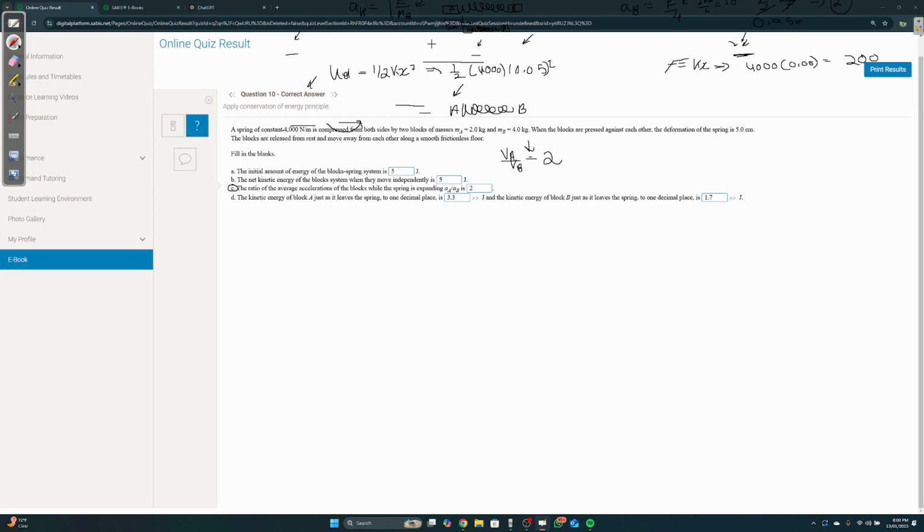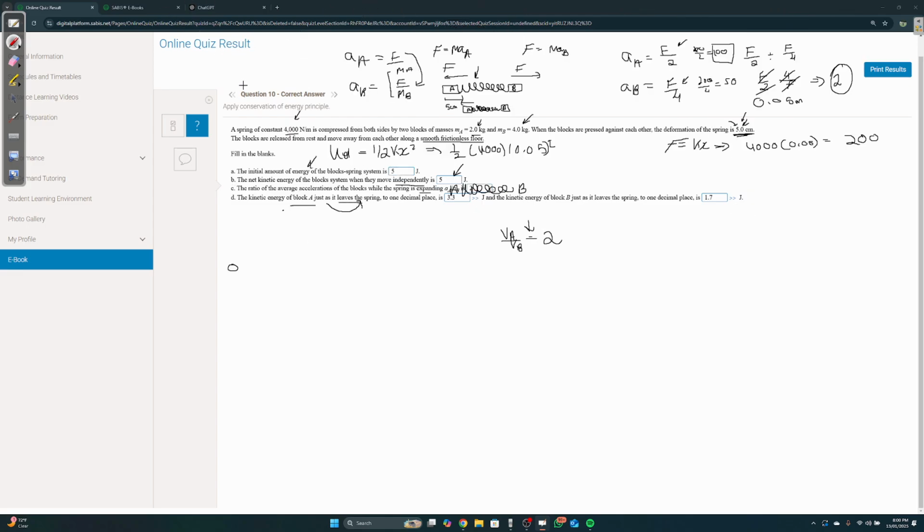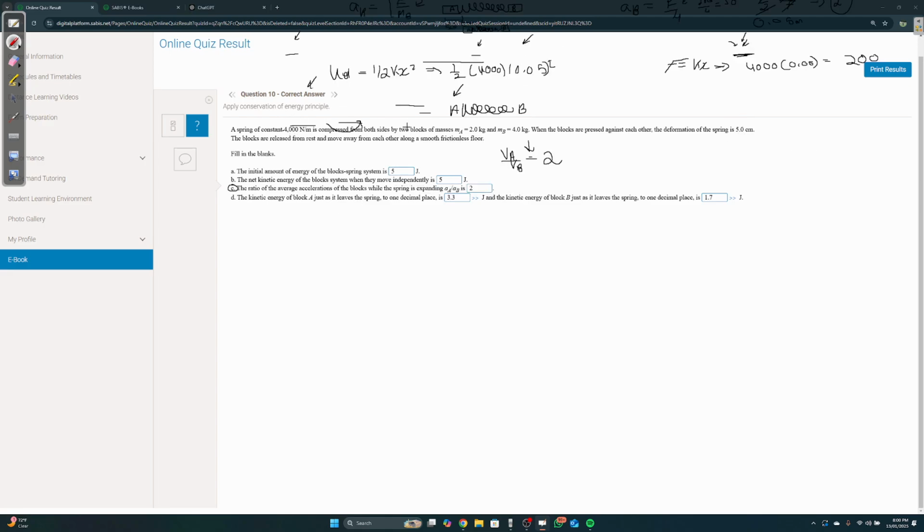The proof for it, I had to use ChatGPT because I was low-key lost, but they used momentum, but you're not required to know momentum. Anyway, VA over VB is 2, also because the ratio of the accelerations is 2. So that means VA is equal to 2VB.